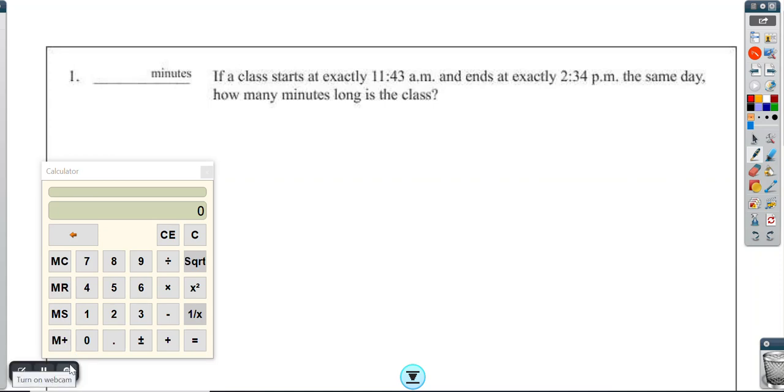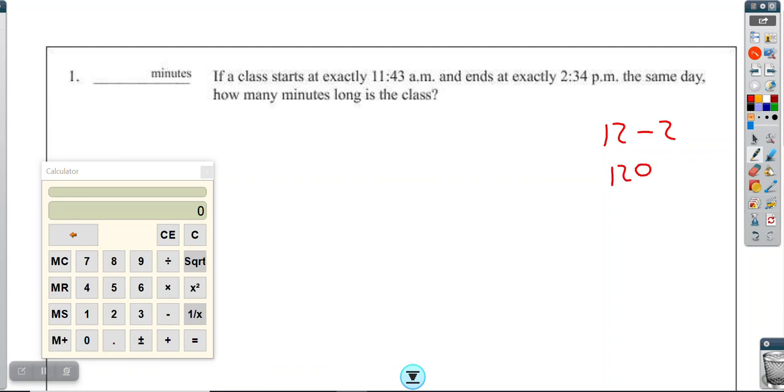Alright, so we're going to take a look at problems 1 through 4, but to be honest with you, I'm going to skip number 1 because you really should be able to do this on your own. Okay, whatever, we'll do it. From 12 to 2, that's a total of 2 hours, which is 120 minutes.